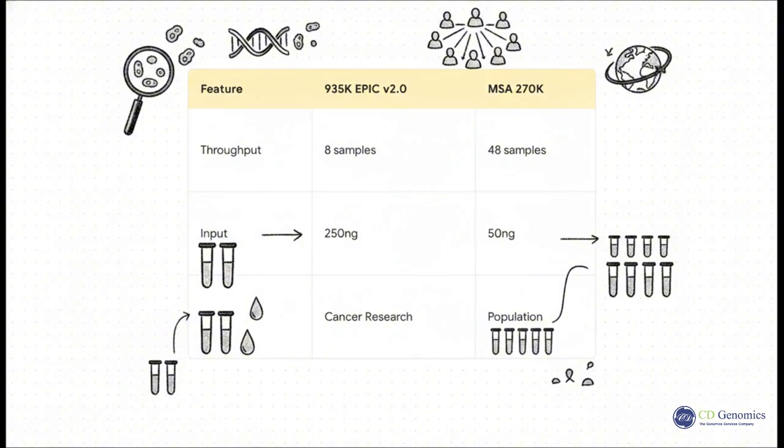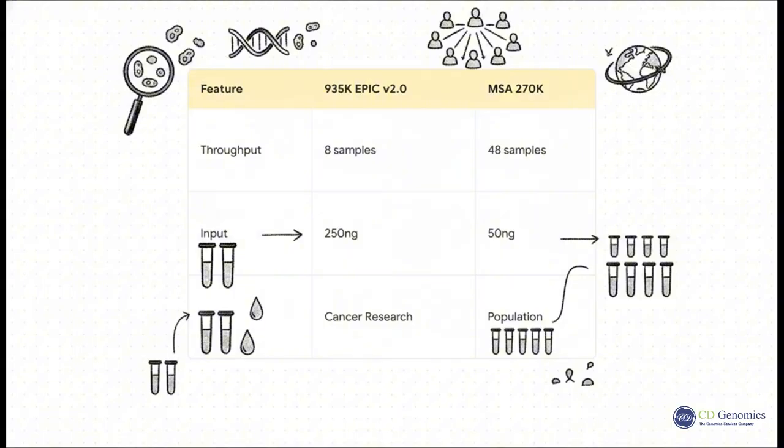The 935K array provides incredibly deep coverage, making it fantastic for deep, localized cellular investigations or rare phenotypic research. Things like cancer and rare disease research where you need to search every corner of the genome. But look at the sample throughput, 8 samples at a time. The 270K array, on the other hand, processes 48 samples simultaneously. That is a 6-fold increase in sheer physical throughput.